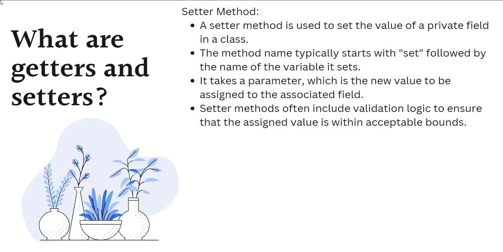Setter method. A setter method is used to set the value of a private field in a class. The method name typically starts with set, followed by the name of the variable it sets. It takes a parameter, which is the new value to be assigned to the associated field. Setter methods often include validation logic to ensure that the assigned value is within acceptable bounds.